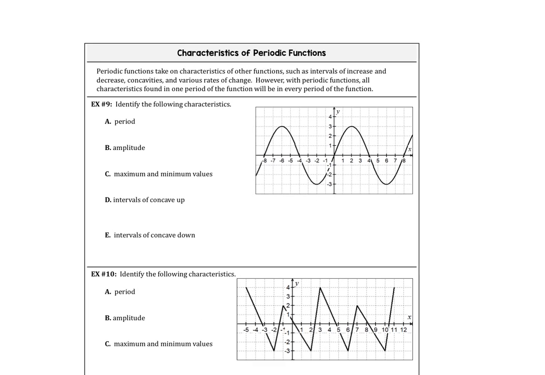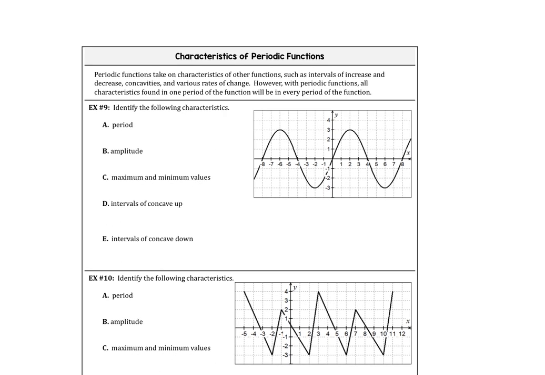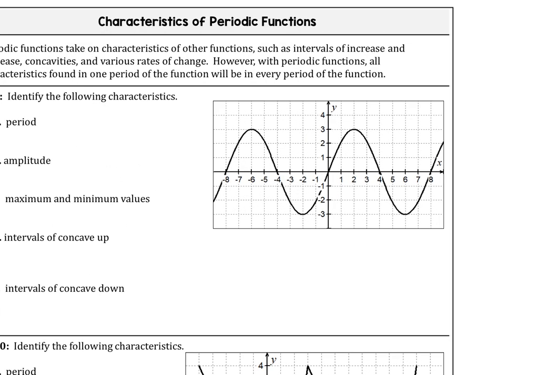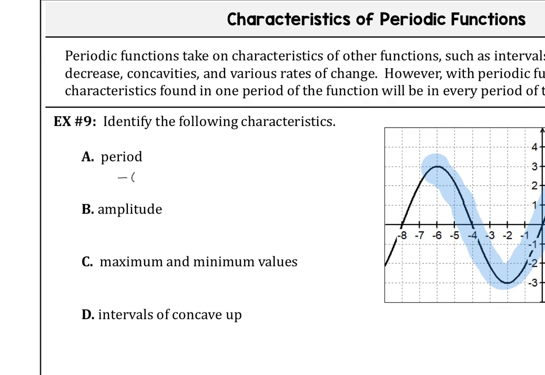We've got a periodic function, and we're going to look at now intervals of increase and decrease in concavities and varying rates of change. If you look here, remember the period is how long it takes to repeat the y value. Starting at this point, that's from -6, and it takes me all the way till 2 to get back to the original y value. So for a period, we go from -6 to 2. That's a distance of 8.